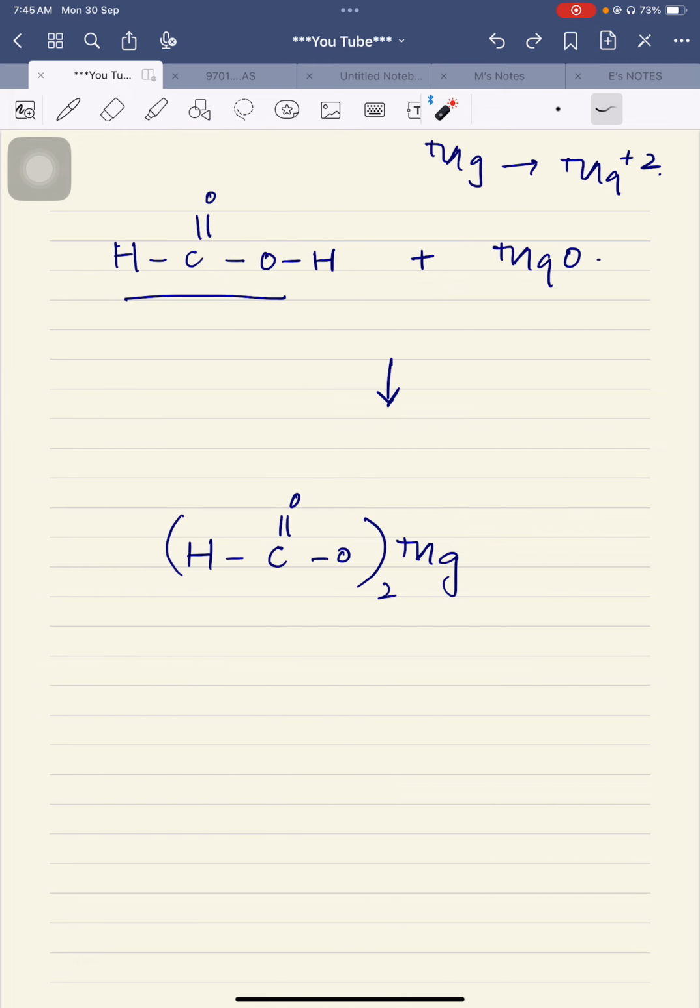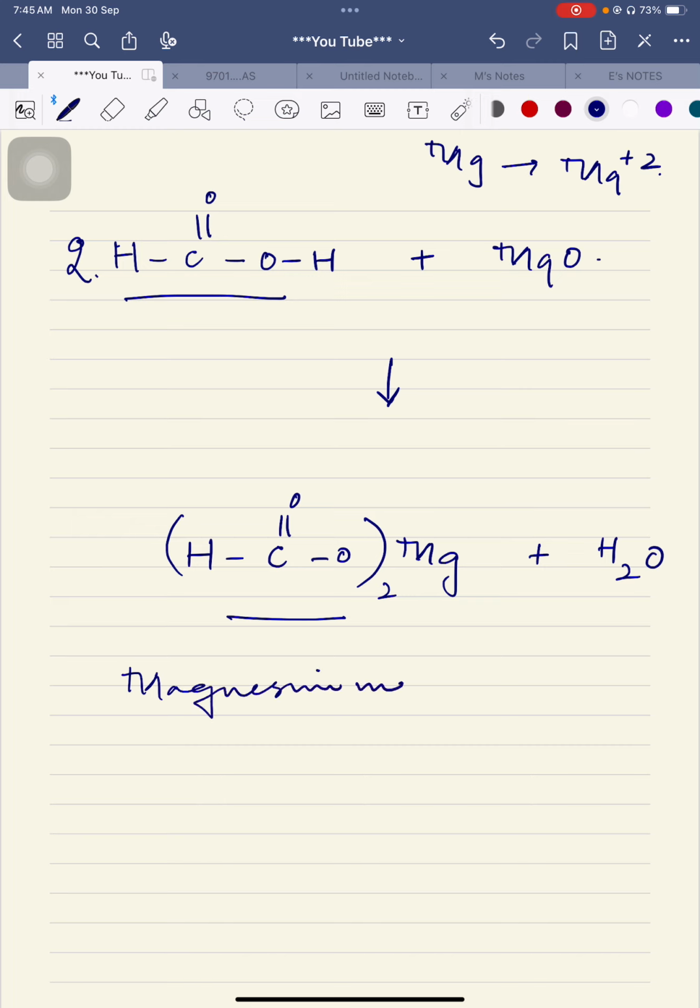So you can see that this is the product. Along with that, it is going to make H2O. As it is for two times, we have to make it for two times. So the balanced chemical equation will be like this, and the name for this compound will be magnesium methanoate. I'm writing the name here right now, magnesium methanoate.